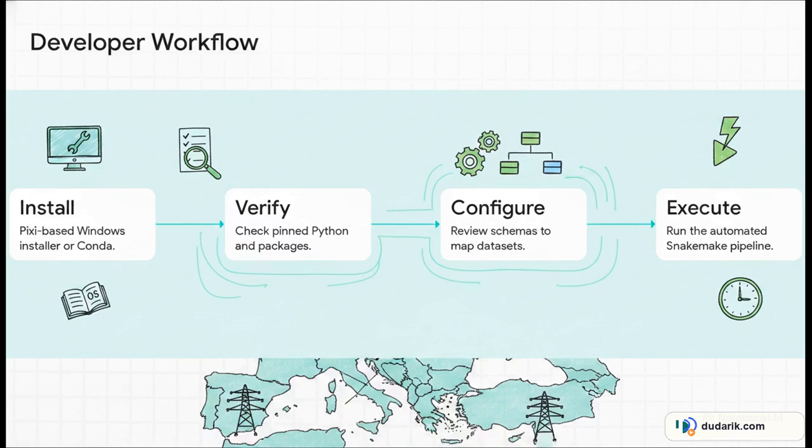Step 2, verify your pinned Python and package requirements. Step 3, review the explicit YAML config files to map your input datasets. And Step 4, you just execute the Snakemake pipeline. Compare that to the old days of blindly clicking through proprietary black box apps. This script-driven approach is just a massive, massive leap forward for accessibility.